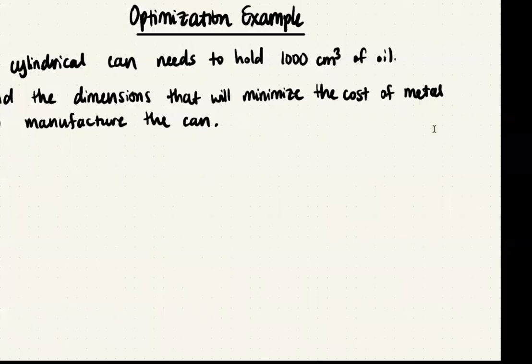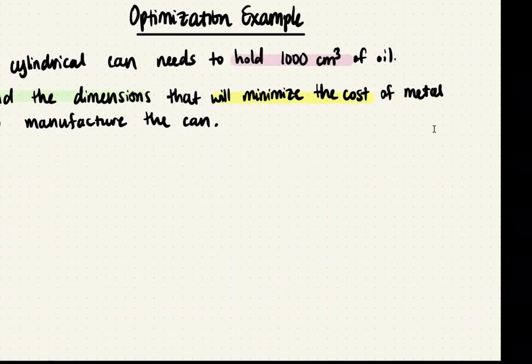All right, we're going to do an example of an optimization problem. We're told that a cylindrical can needs to hold 1,000 cubic centimeters of oil. We want to find the dimensions of this can that will minimize the cost of metal used to manufacture the can. Let me go ahead and highlight that, and we'll minimize the cost. And the extra piece of information we're told is that this can needs to hold 1,000 cubic centimeters of oil.